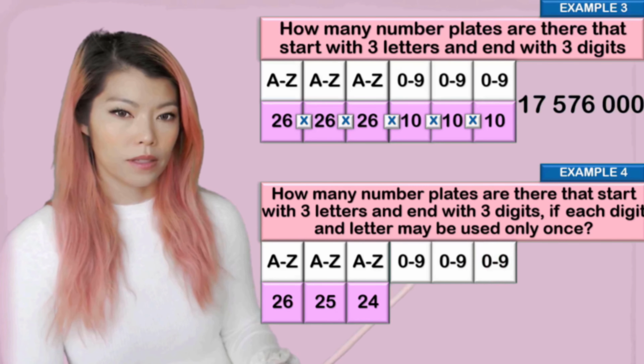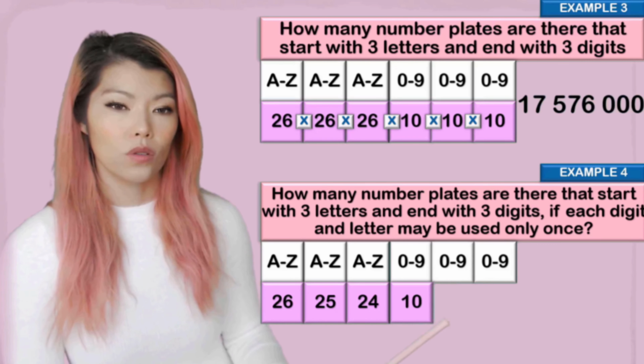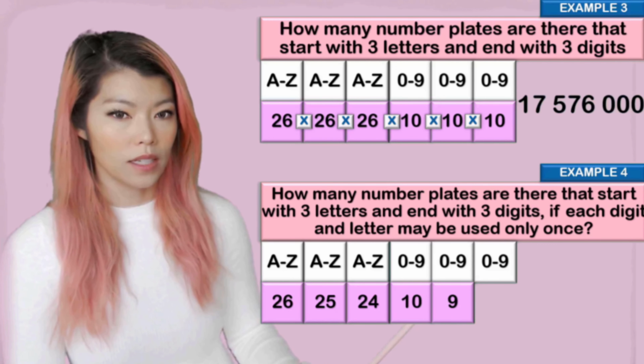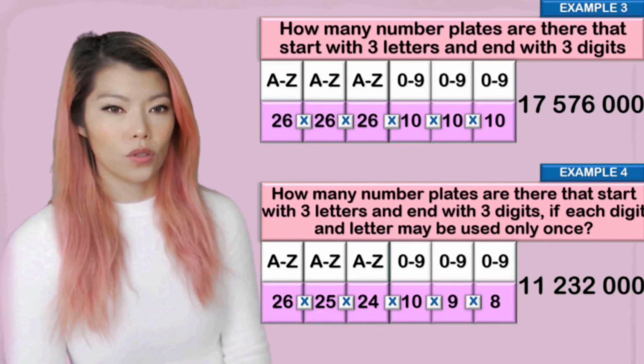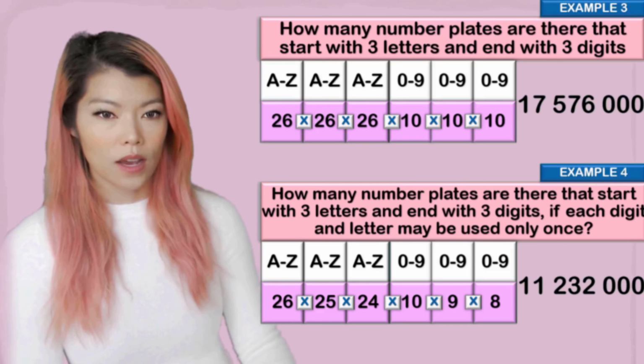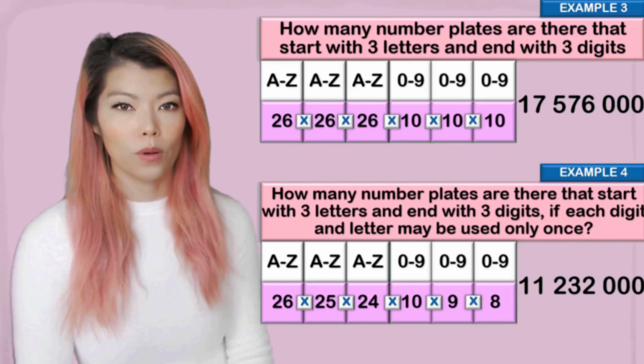Same with the numbers. In the first box, we now have a choice of 10 different digits. Once we use one, we can't use it again, so we have 9. And in the next box, we only have 8. So if we only had to use the digits and letters once, we would only have 11,232,000 possible number plates.